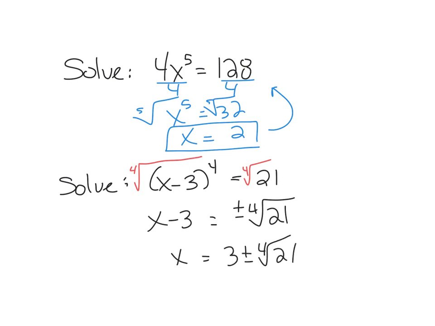Your book may ask you later to punch it in your calculator and round to the nearest hundredths place or whatever. I can show you how to do that tomorrow on the calculator, but it's really no big deal. You just punch in the 4th root of 21, add it to 3, and then do 3 minus the same number. So that's really it.